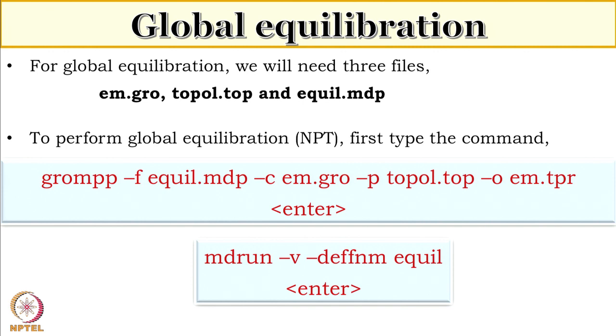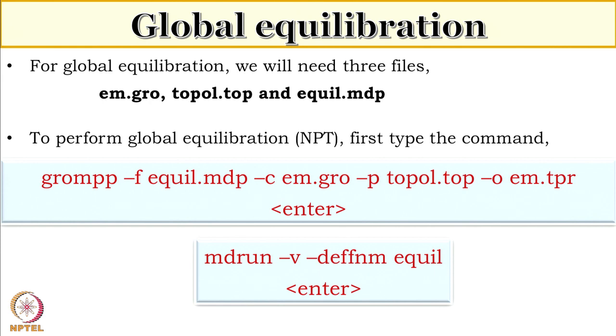After this, we proceed towards the equilibration. It depends on which type of simulation you want to do, whether you want to do it in NVT or NPT. Where is this specified? This is specified in the equal.mdp file. For equilibration, again we'll need the GRO file from energy minimization. We will need the topology file and the MDP file for equilibration.